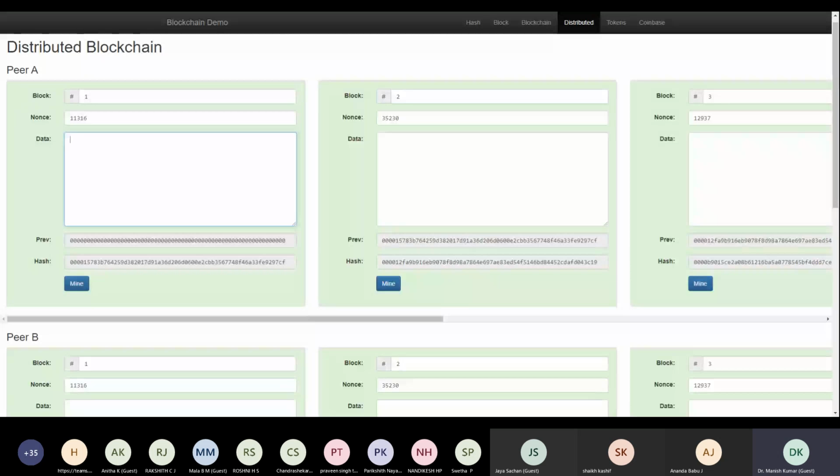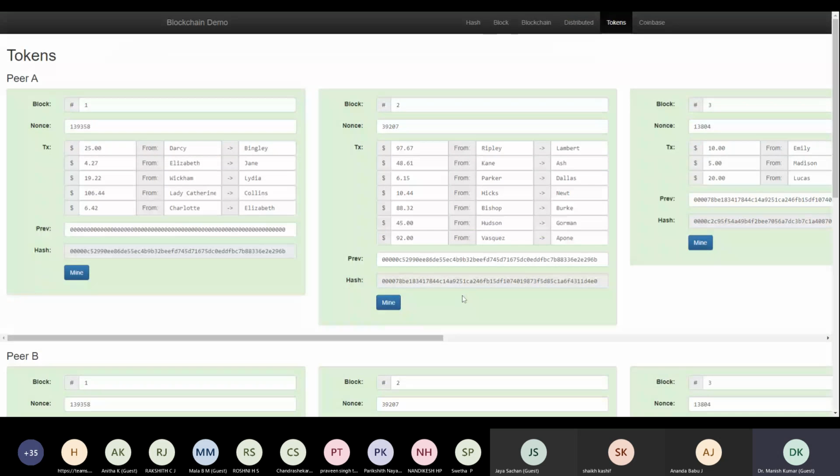So you will ask how it works. I will try to show you some more of the concept. So this is how the blockchain concept and Bitcoin actually work. You can see here peer A. Peer A has a transaction, suppose $25 from Darcy to Bingley or something like that, and $4.27 from Elizabeth to Jane or something like that. So this is the information of peer A in block A.